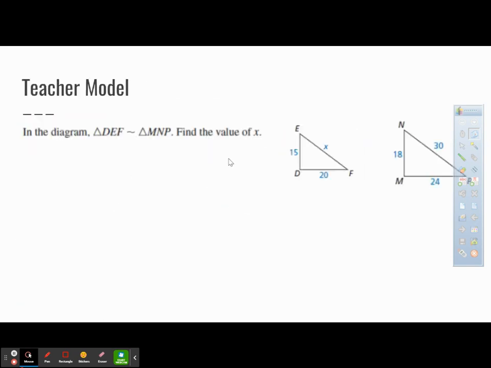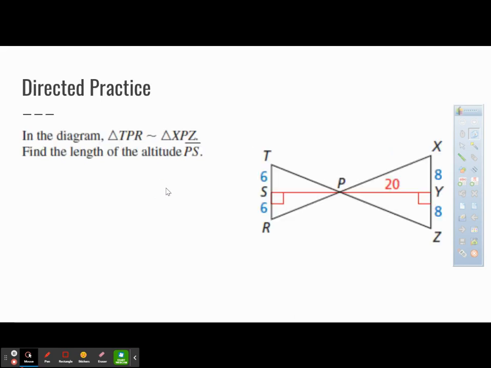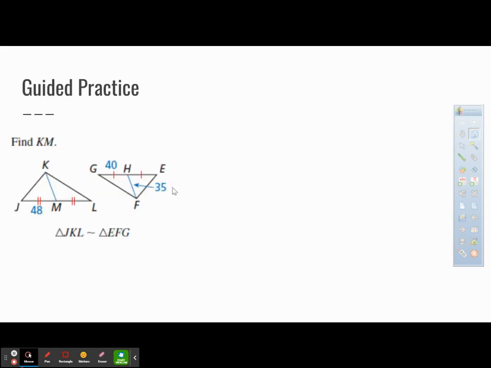And then we talked about how to find the missing side. We would set up a proportion and solve for X. And that was the missing side. And I believe we were on this problem right here, correct? You were working that one out with your partner?